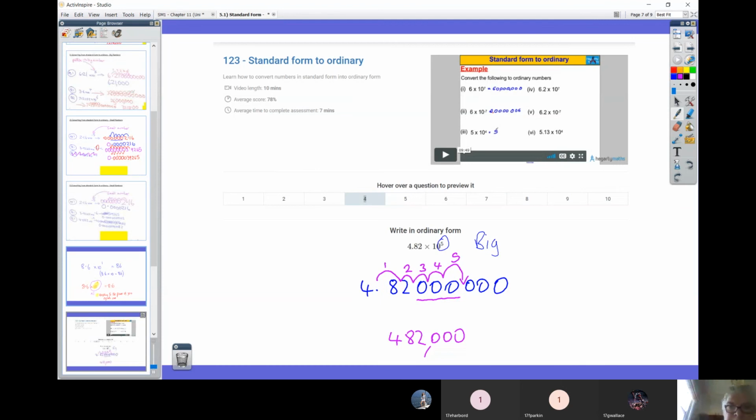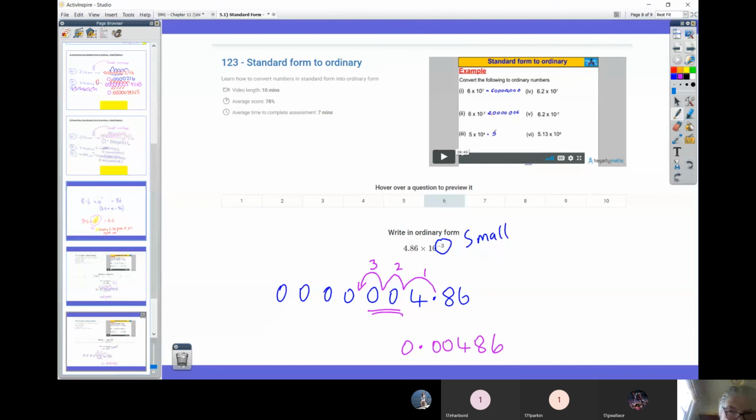Or it could be like this question 6, because it's times 10 to the minus 3, it's going to be a small number. So I've popped the zeros to the left-hand side, jumped 3 hops across to the left. So my final answer was a small number. It was 0.00486.